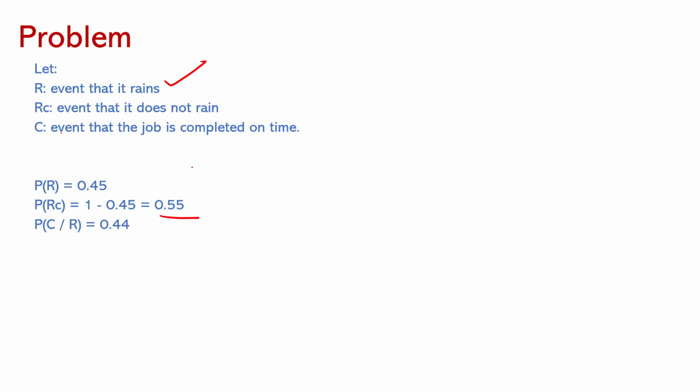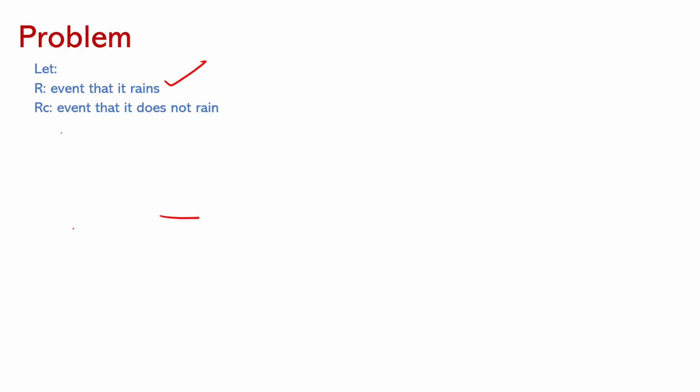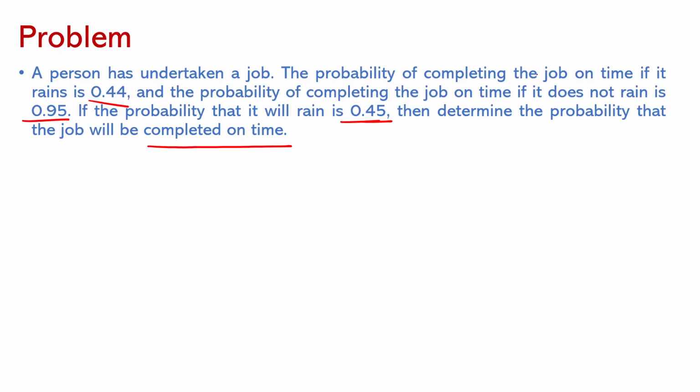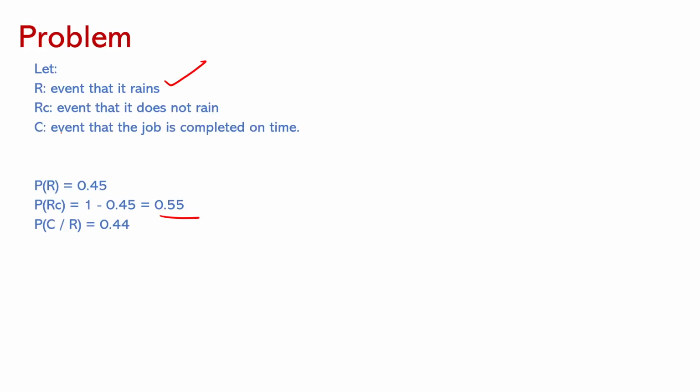Okay, so P of C given R, which is given to us in the question here, the probability of completing the job on time if it rains, is 0.44. So we are given P(C|R) is 0.44. Now the probability of C given it does not rain is also given to us, 0.95, from the question.